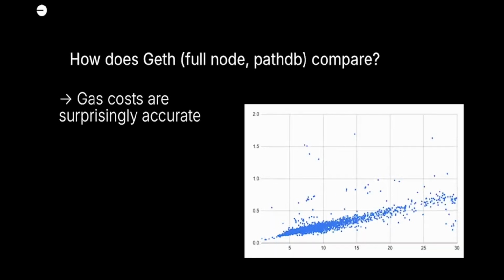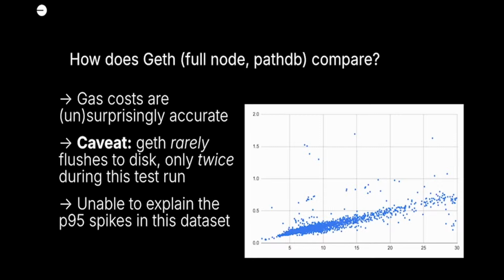Now, also important to compare this against Geth. So we took the lightest configuration possible, which is full node, PathDB, and you get a much more linear representation of gas, which is actually kind of unsurprising when you think about the fact that Geth is the majority client on which all these gas prices were originally set. Now, there's a few caveats here. One is I ran this on a much smaller set of blocks because the traces were orders of magnitude slower, and I didn't really want to wait a week for this whole thing to go through.